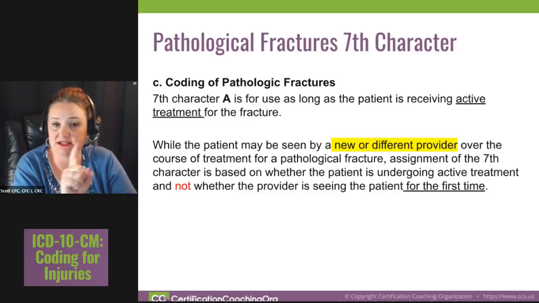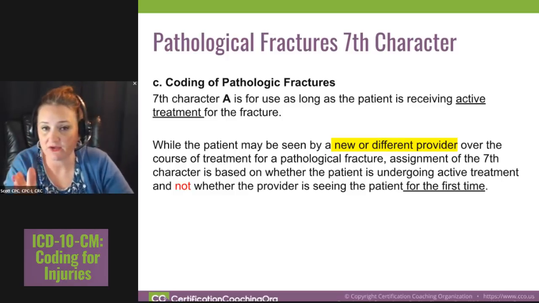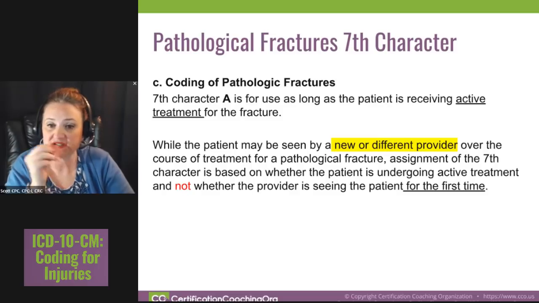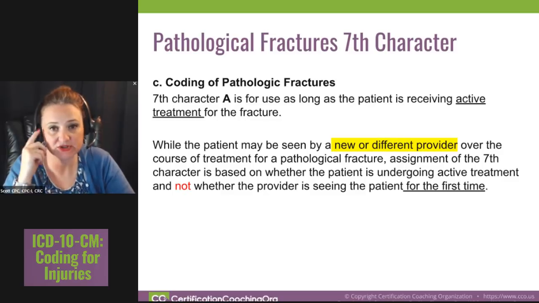It's a different provider, and it's a different time in the visit. So they've had initial treatment in the ER, and now they're going to an orthopedist. We're still, though, in active treatment. It follows the fracture and the treatment of the fracture, not how many times they've been seen and not who they're being seen by. Okay, they'll give you questions like this for that seventh character to make sure you understand it.